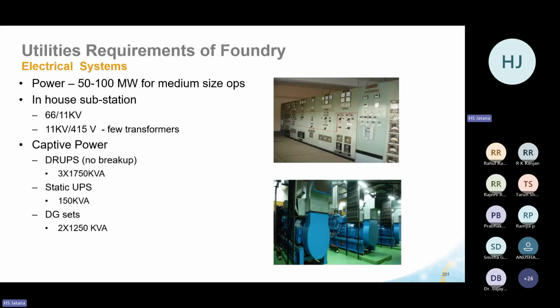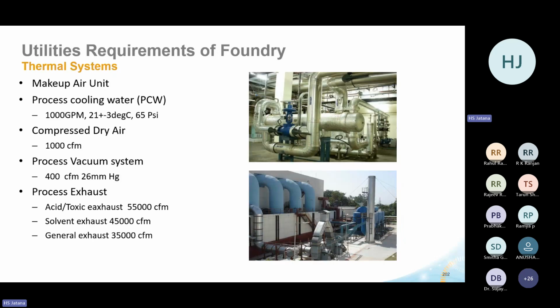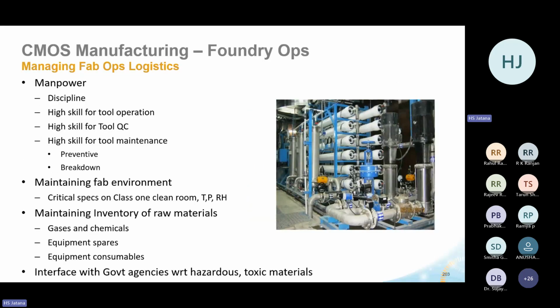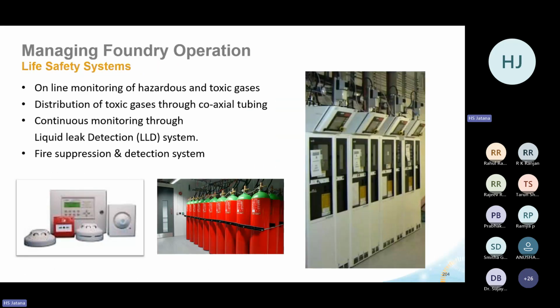And then in the other utilities, you have power plants, 66 kilowatt, 100 and captive power, then your UPS, static, DG sets, and all those. Then PCW, process cooling water, compressed dry air, vacuum system, exhaust are there, and these are the actual pictures of our fab. And then you need manpower who are able to handle these poisonous gases.